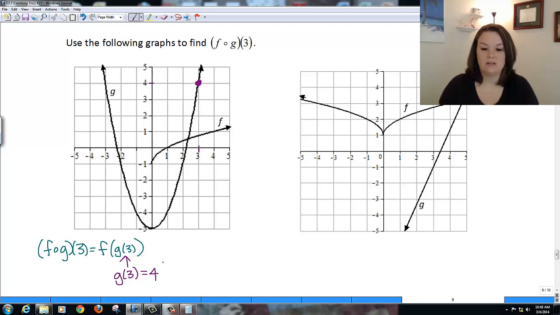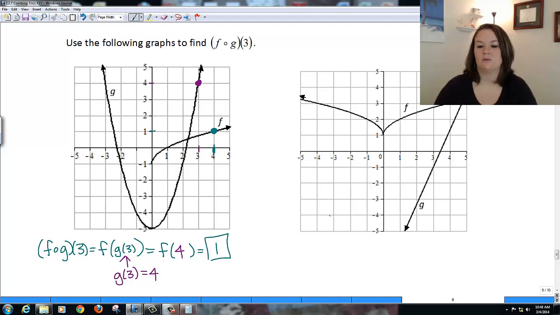So that means g of 3 equals 4. So 4 is now what I'm going to plug into my f function. Okay, so I go to where x is 4, which is here, and I trace it up to my f curve, which hits here. Okay? And my y value at that point is 1. So f composed of g evaluated at 3 is positive 1.